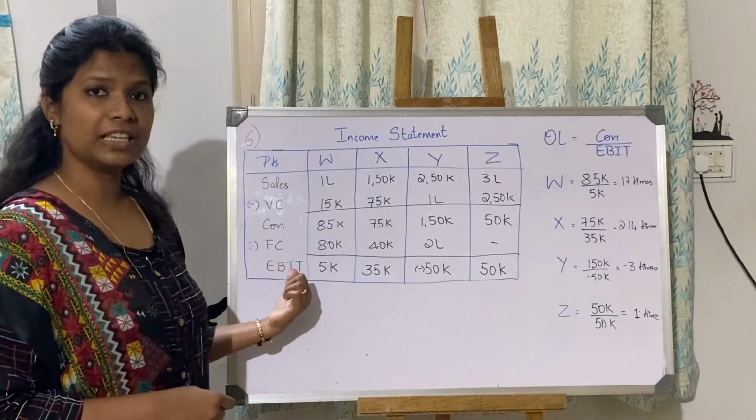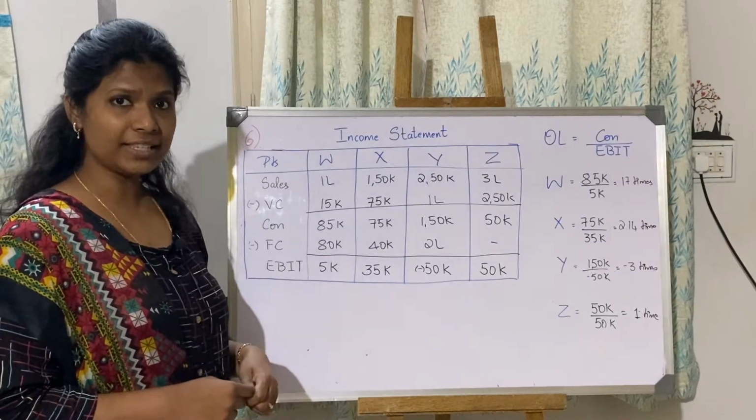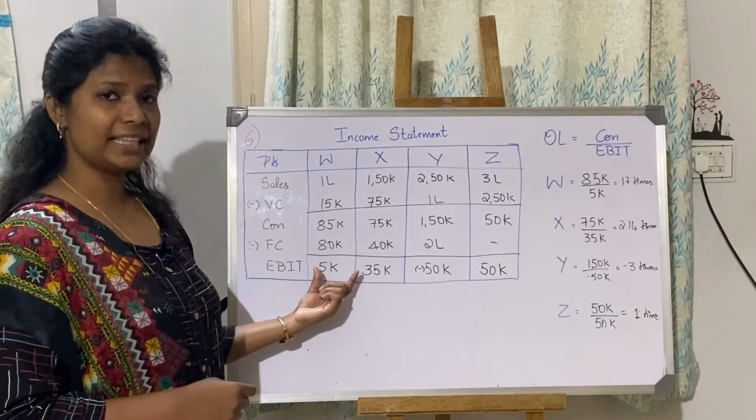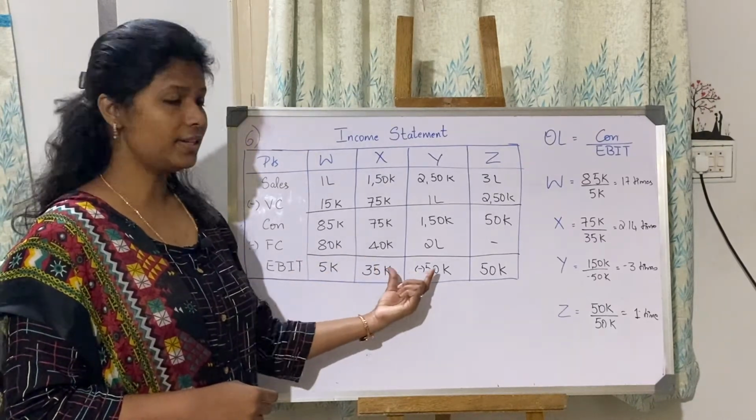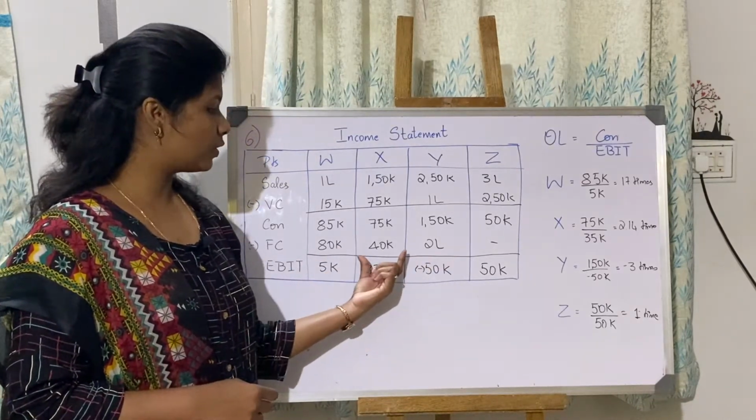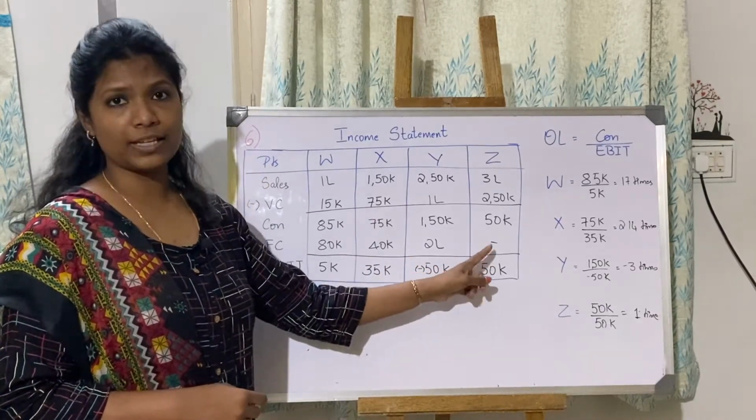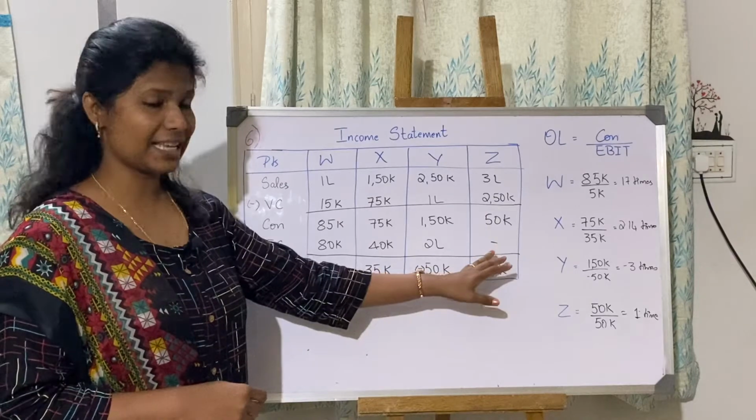Next, fixed cost is given in the question product wise. So we'll just put the values here. For W it's 80,000, Y 40,000 and X 40,000 and Y 2 lakh rupees. The question does not mention a fixed cost for Z, so we'll keep it as nil.